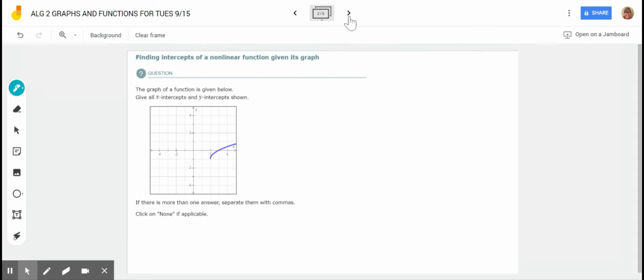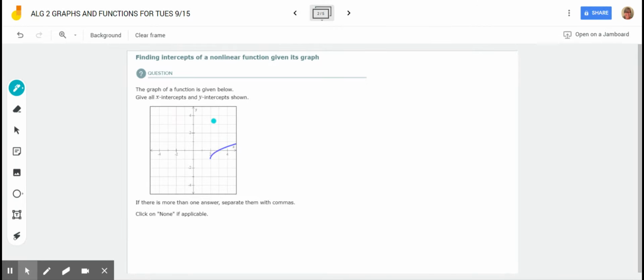All right, take a look. It says finding intercepts of a nonlinear function given its graph. This is a little bit easier because you are basically just looking for whether it crosses the x or y axis, and that's it. The graph of a function is given below. Give all x-intercepts and y-intercepts shown. If there's more than one answer, separate them with commas. Again, really important. Click none if applicable.